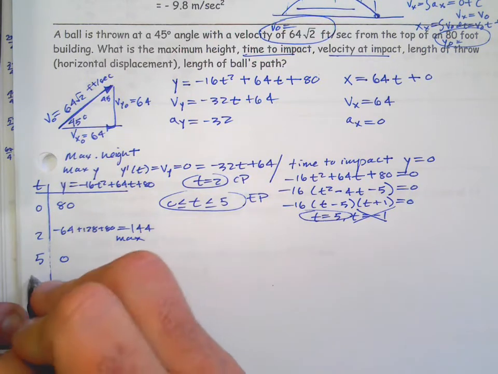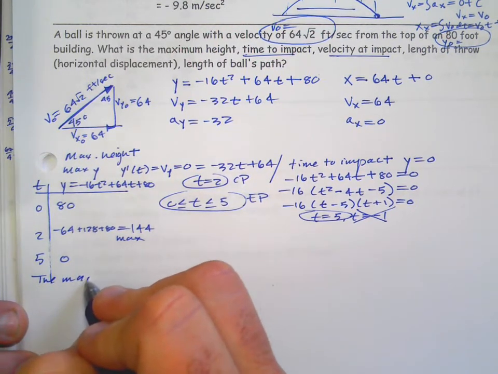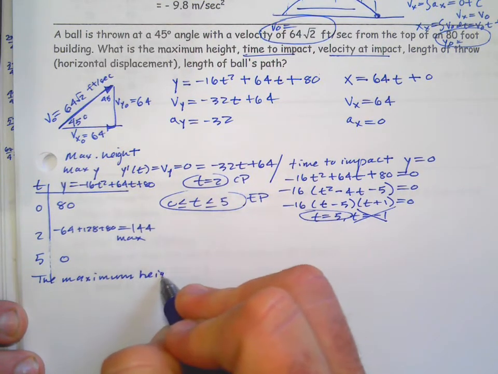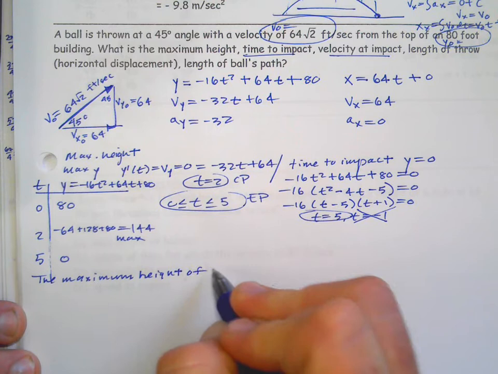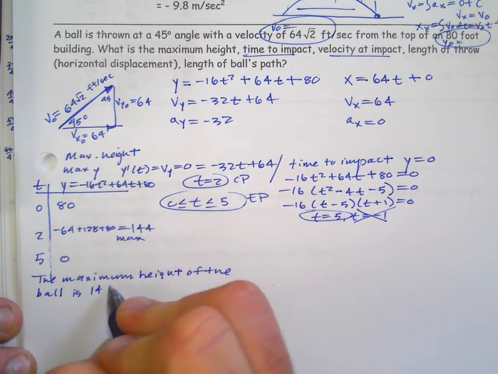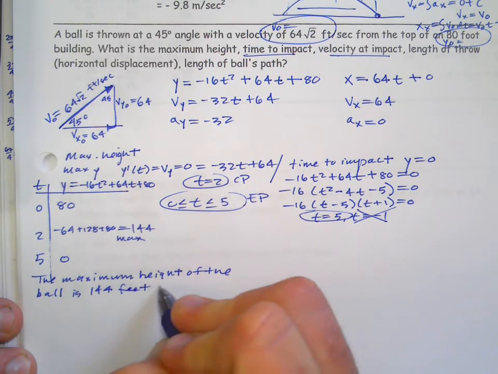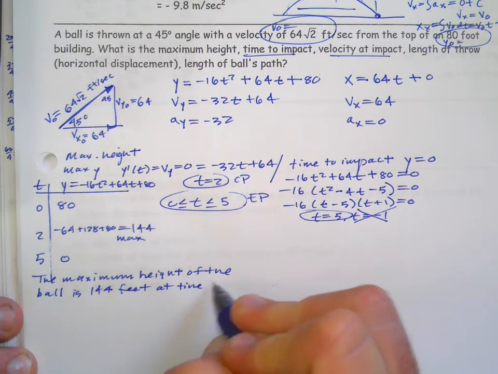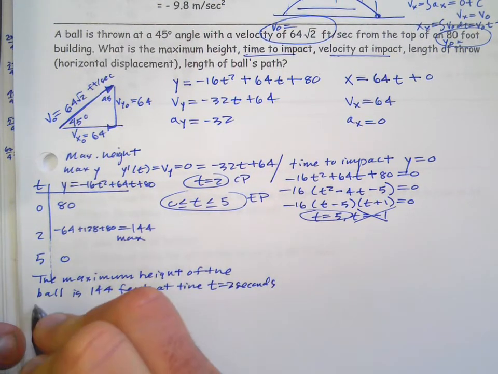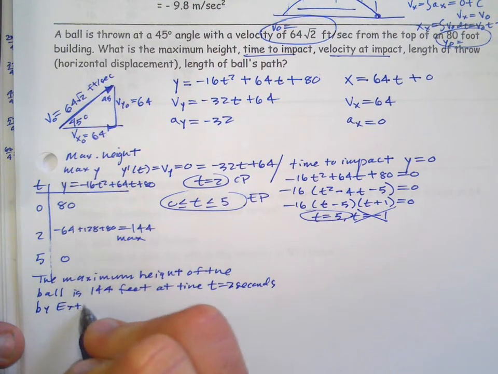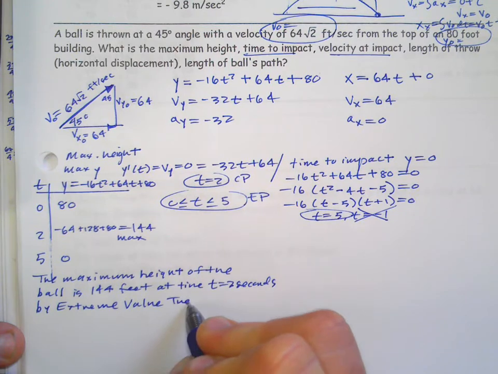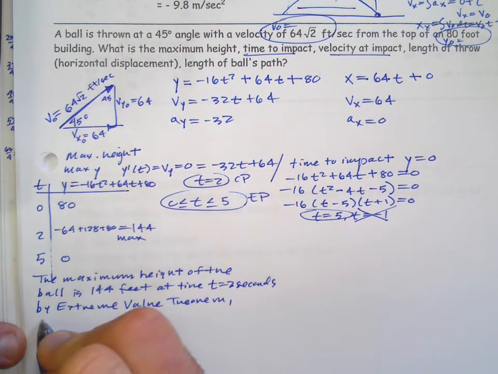So now we say the maximum height of the ball is 144 feet at time t equals 2 seconds by extreme value theorem, checking endpoints and grid points.